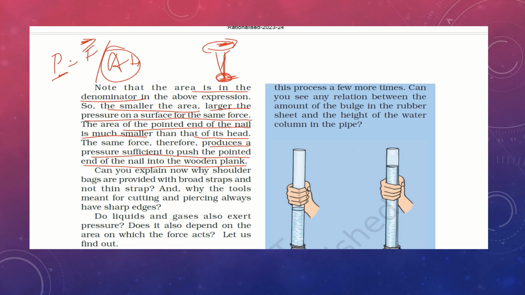I'm trying to make it very clear. So the lesser the surface area, the greater the force will be, even if the same force is applied. Whereas if you are applying the same force while pressing this blunt part into the wooden plank, you won't be able to insert it.